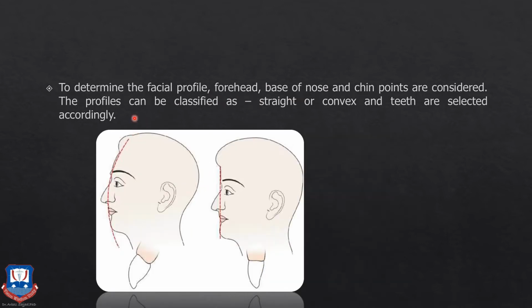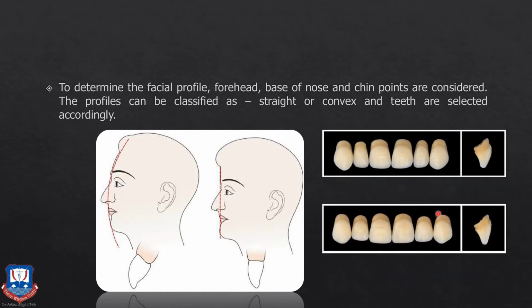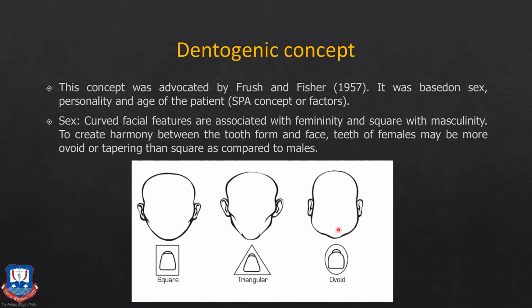Next, similar to the face form, we can also view the profile of the face to get an idea whether the patient has a convex or a straight facial profile. Depending on that, we can select a tooth mold with a more convex contour or a flatter contour, as you can see over here. So these are acrylic tooth molds. If a patient has a convex profile, we can select teeth which have a more convex facial profile, and if a patient has a straight or flat facial profile, we can select teeth with a flatter facial prominence.